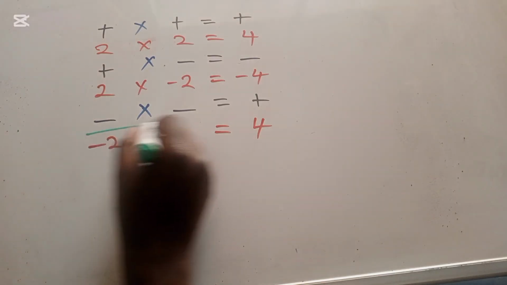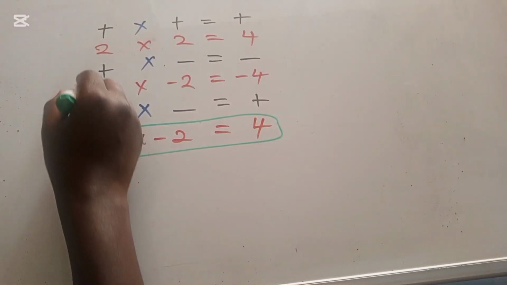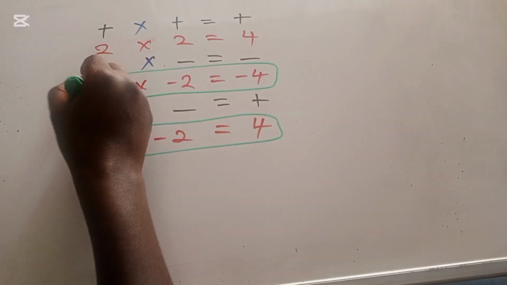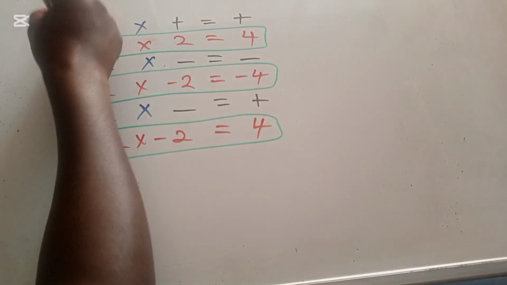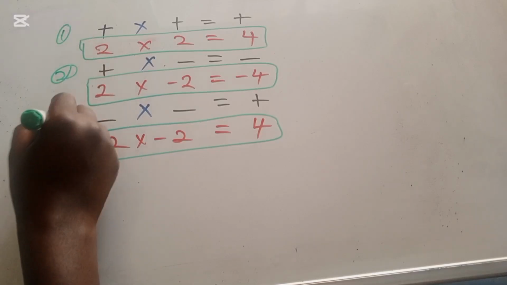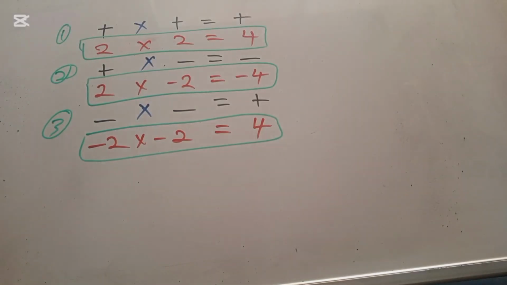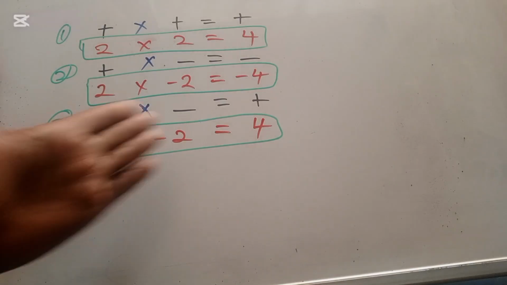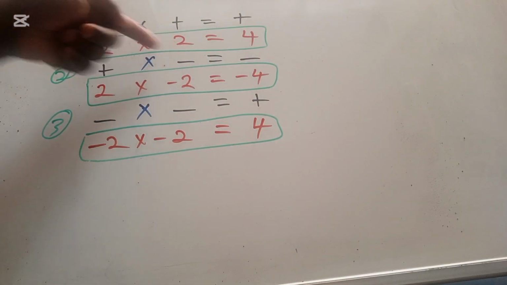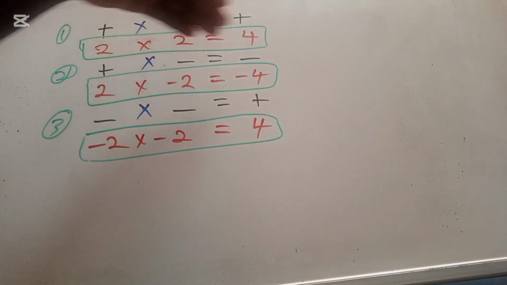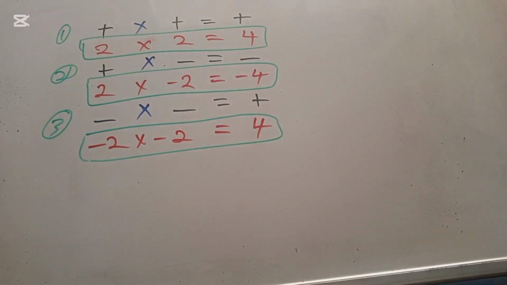So these are the examples. But the rules I want you to note are 1, 2, and 3. Very important: positive times positive is always positive. Negative times negative is positive. Positive times negative, or negative times positive, is negative. Okay.